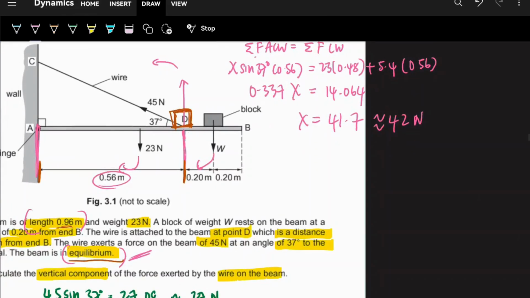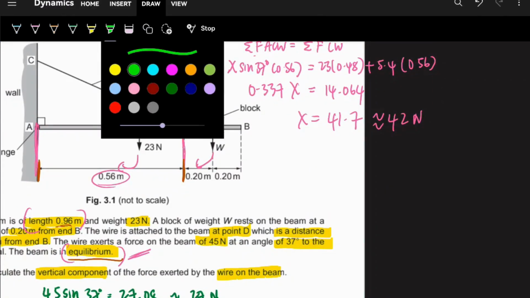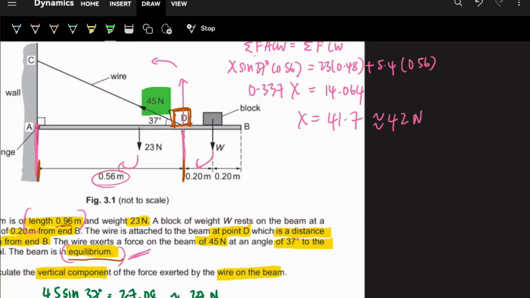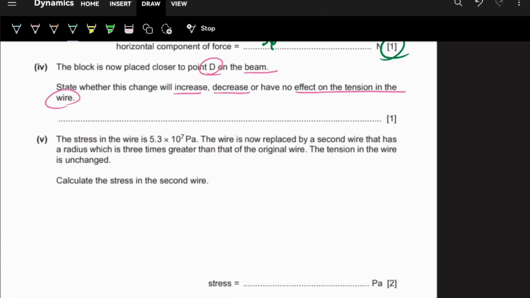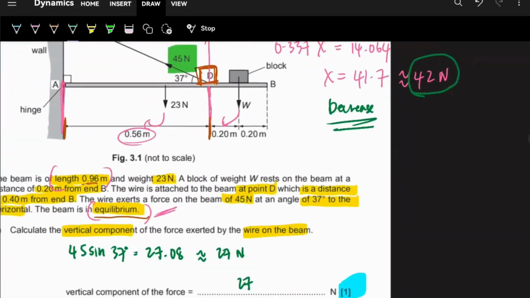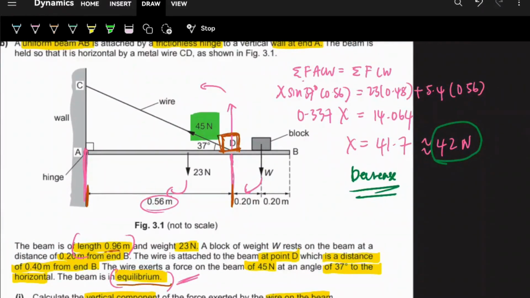So, does it increase or decrease? Initially, it was 45. Now, it's 42 Newton. That means it has decreased. So, your conclusion, what happens to the tension? It decreases. Usually this type of question, sometimes for you to see it just like that, it might be challenging.